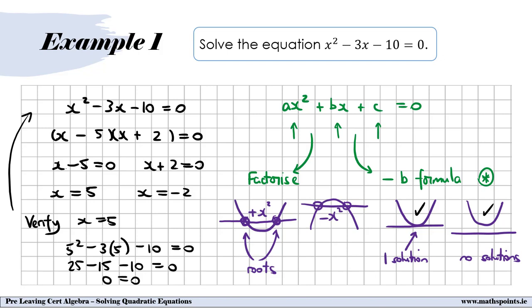So hopefully people can see the routine we're going to use. We're going to try and factorize where possible and then let each bracket equal 0 and solve the linear equations. Or if we can't factorize, we're going to use the minus b formula. So let's jump to example 2.